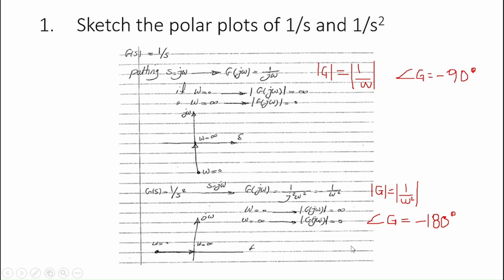So when we plot this, right, when omega is equal to 0, the magnitude is equal to infinity at an angle of 180 degrees, right? And when omega is equal to infinity, the magnitude is 0, so there will be an open circle at the center of origin, right? And you will be going from omega equal to 0 to omega equal to infinity, so the direction of the arrowhead will be pointing towards the center of origin. So the polar plot of this particular transfer function of 1 upon s squared is something like this, right?